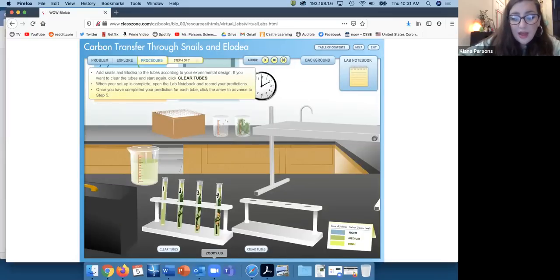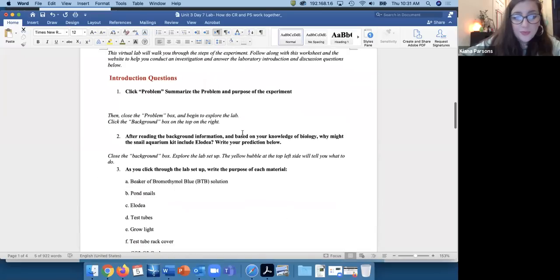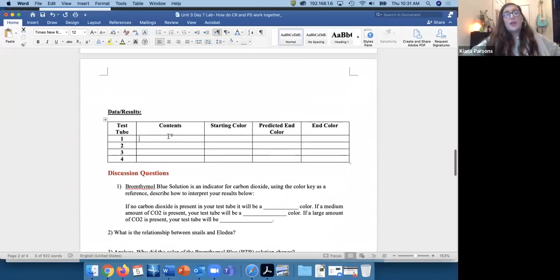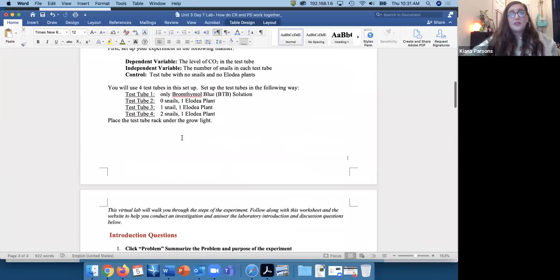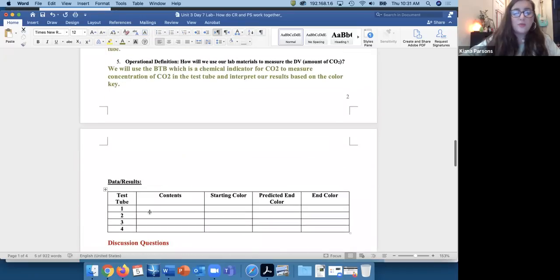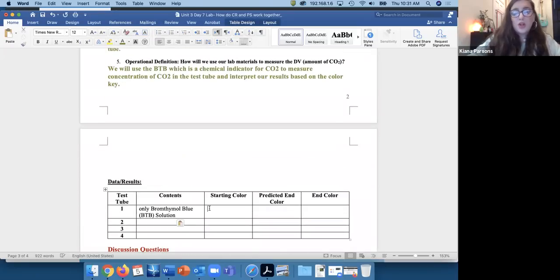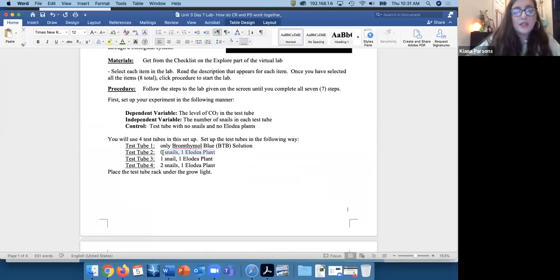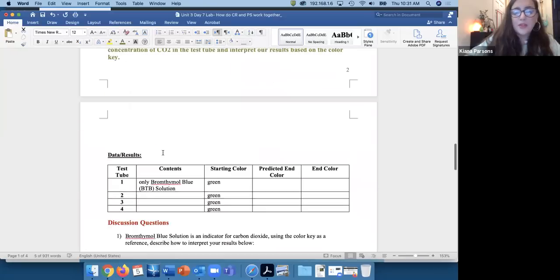Now let's take a look at what you're writing down. So in test tube number 1, the contents: only bromophile blue solution. And what's the starting color? It's green. They're all green. And we're about to see this information laid out for us on the table, but this is how you're going to fill yours out because you're going to copy this from here.